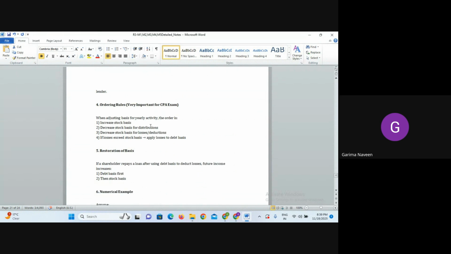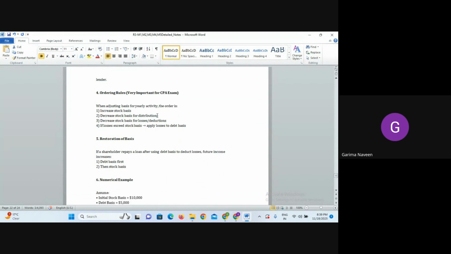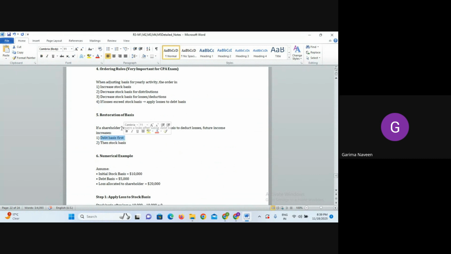And if in the next year you have income, that means your basis will increase. Which basis will you increase first, your debt basis or stock basis? The answer is you have to increase your debt basis first, and then you increase your stock basis.